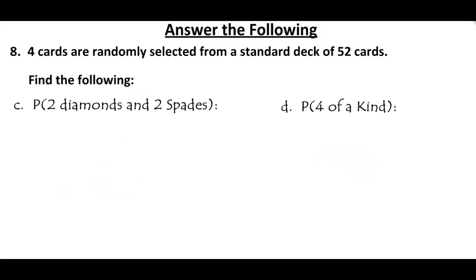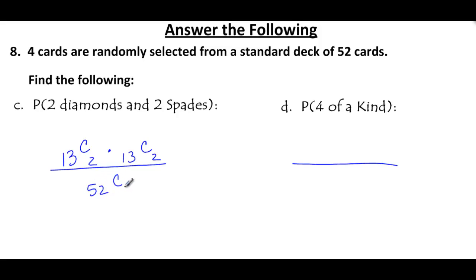So now it says, what's the probability that I have 2 diamonds and 2 spades? Well, there are 13 diamonds in the deck, and I want to choose 2 of them. And there are 13 spades in the deck, and I want to choose 2 of them. And again, these don't always have to be the same identical things, just depends on what it's going to come out to be. And again, there were 52 total cards, and I want to choose 4 of them from the deck.